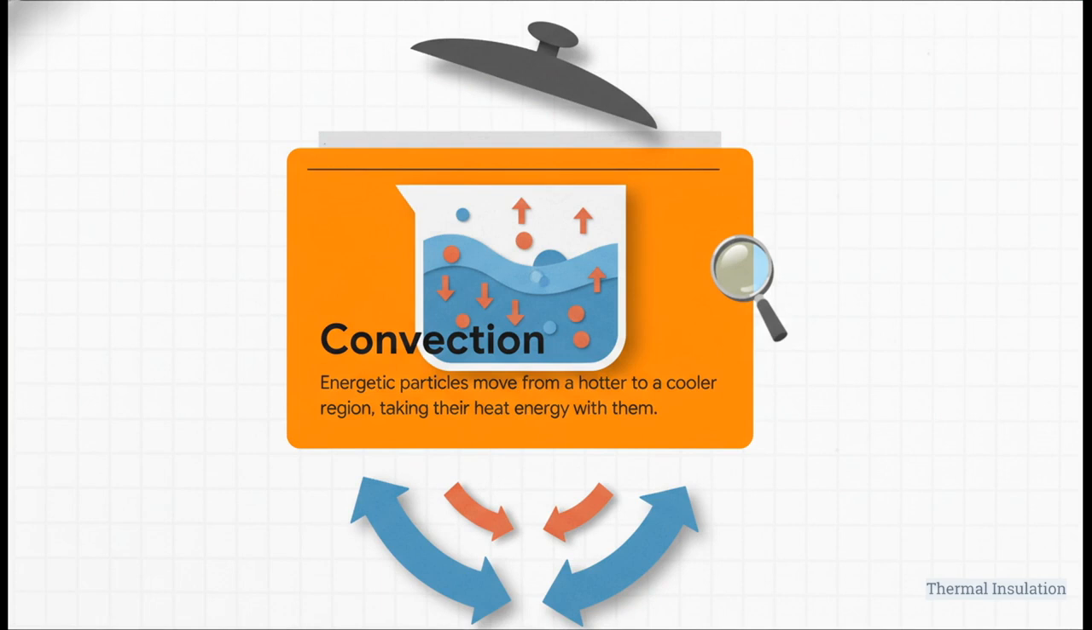But heat also escapes through something called convection. Inside that hot water, the particles with the most energy actually move up to the surface. They cool down a bit, and then they sink again. This creates a kind of circulation, a current, that carries heat away. And that is why putting a lid on is so important in this practical. It literally stops that convection current and prevents a whole load of heat from escaping into the air.